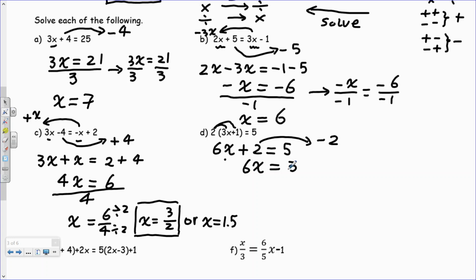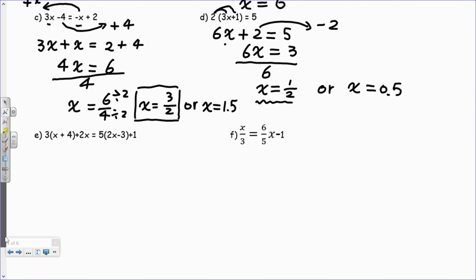We move the 6 to the other side, the opposite operation is divide. So 6 divided by 6 is x. 3 divided by 6 is 1/2. Or you could write it in decimals, 0.5. And I highly encourage you to keep everything in fractions because not all decimals are divisible.